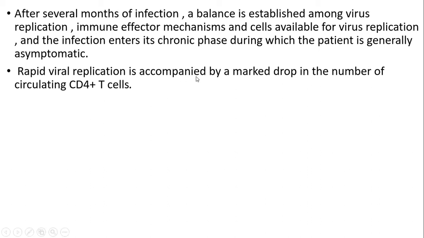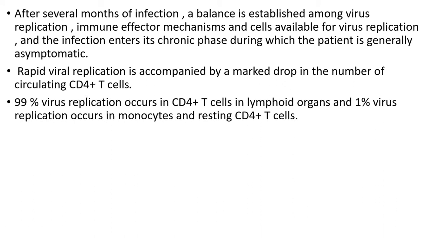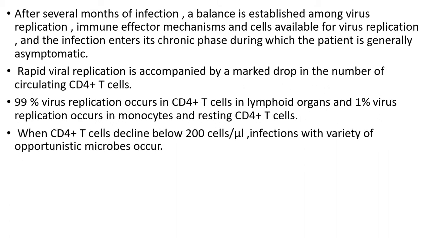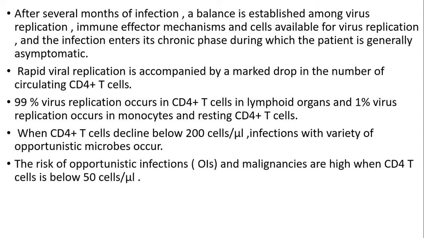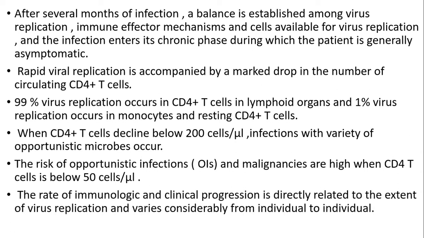Rapid viral replication is accompanied by a marked drop in the number of circulating CD4 plus T cells. 99% of the virus replication occurs in CD4 plus T cells in the lymphoid organs and 1% occurs in monocytes and resting CD4 plus T cells. When CD4 plus T cells decline below 200 cells, infection with a variety of opportunistic microbes occurs. The risk of opportunistic infections and malignancies is high when the CD4 cells are below 50 cells. The rate of immunologic and clinical progression is directly related to the extent of virus replication and varies considerably from individual to individual.